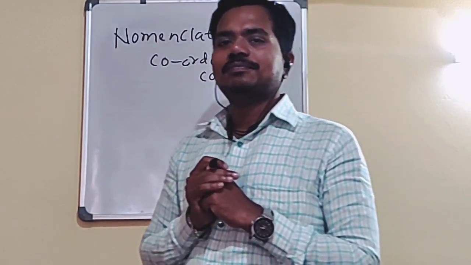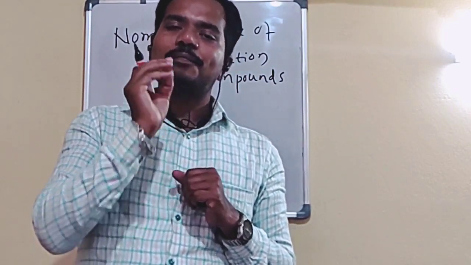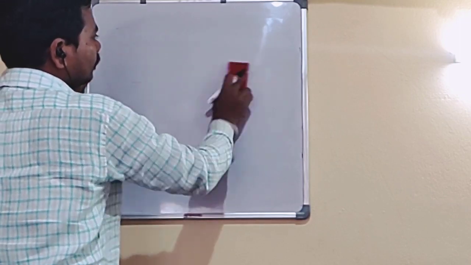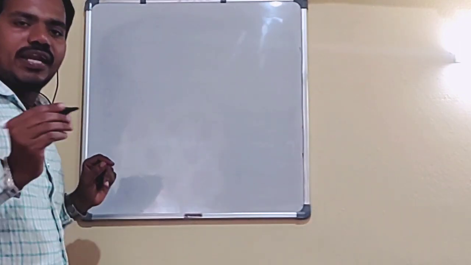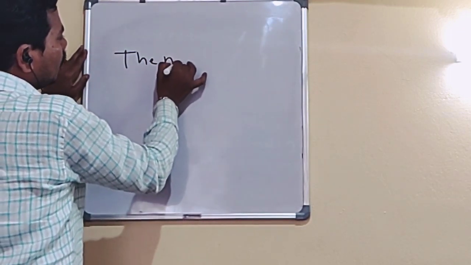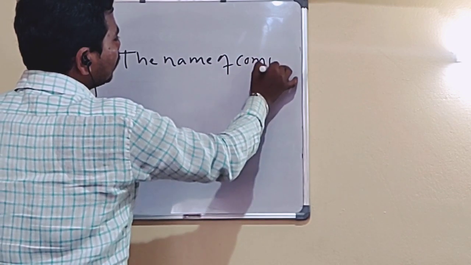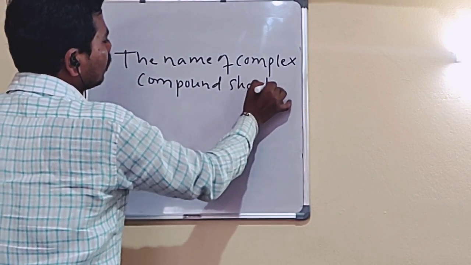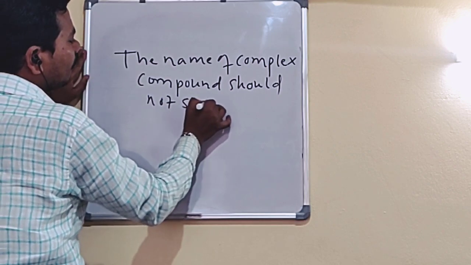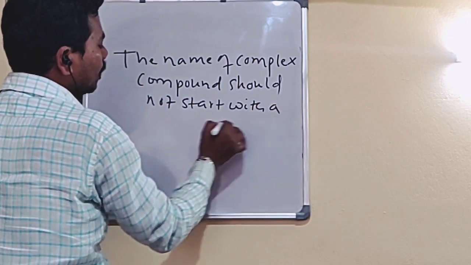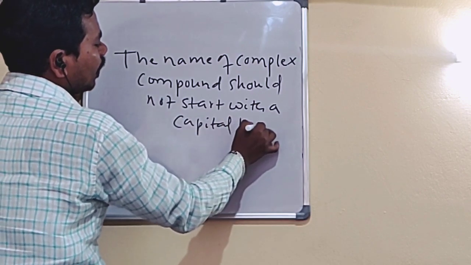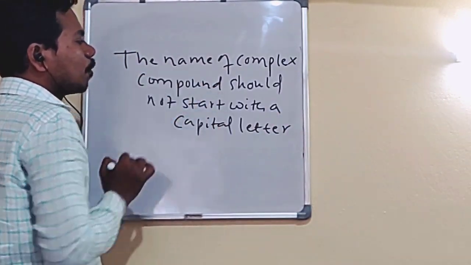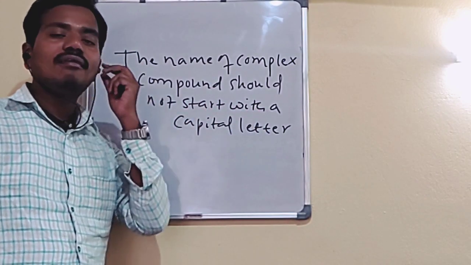So what are those rules? Look here. The first rule: the name of a complex compound should not start with a capital letter.